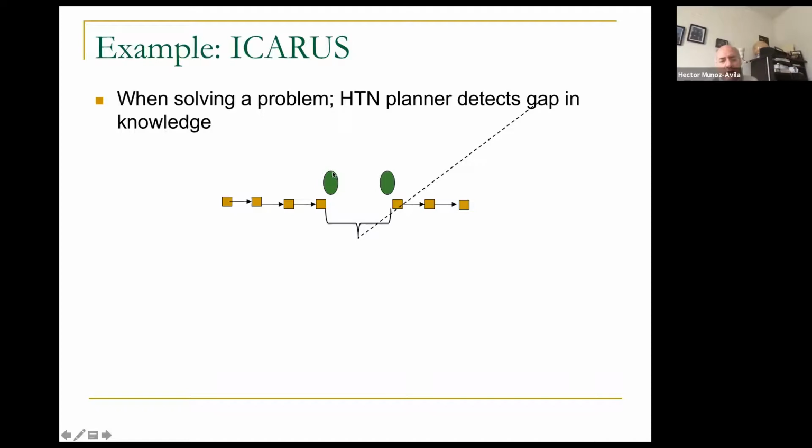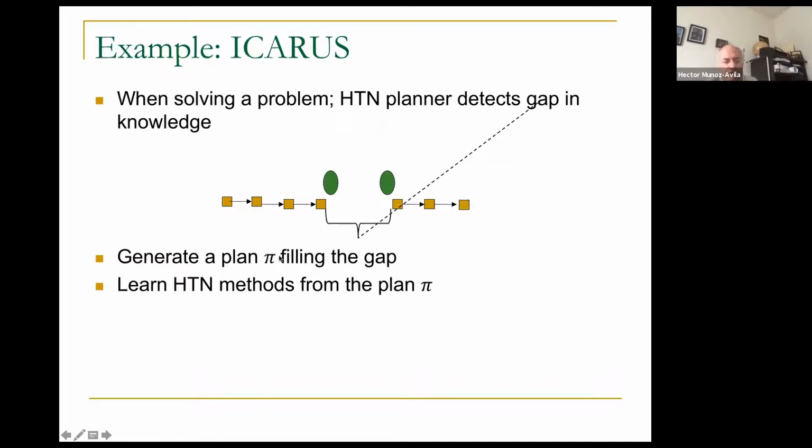Stuck meaning they move forwards and reach a state, and there is no other way to move forward from that state. And they're doing backwards chaining, and they reach a state, and there is no other way to continue backwards. So they will have this gap, as they call it, in knowledge. Based on the HTN methods that they have learned, they don't know how to get from this state to this state when a particular task is given. And therefore, what they do is use standard planning to generate a plan filling this gap.